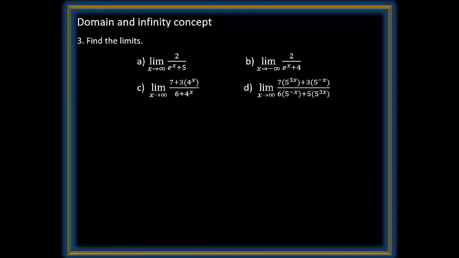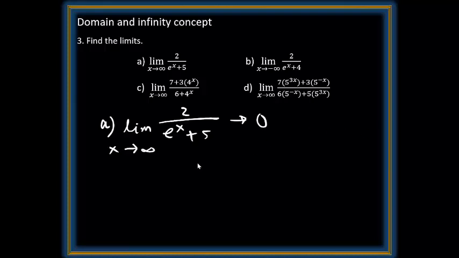So we are taking a few more examples when x approaches either positive infinity or negative infinity. So when you look at the first one, you see the limit approaches 0. You know why? Because when x approaches infinity, e to the x is a very big number. So when you have 2 over a very big number, this goes to 0. So that's the logic behind.